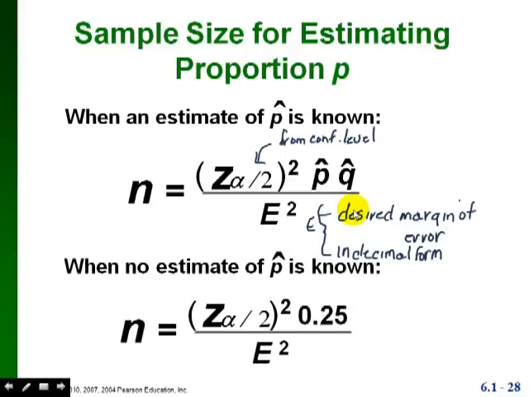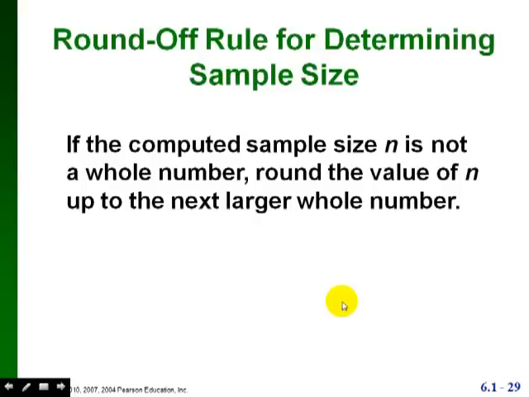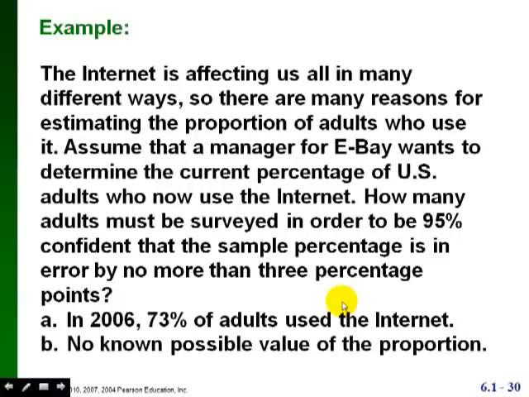Now, if we don't have any idea of what the sample proportion might be, then this is our kind of worst case scenario formula. If we don't have an idea, then we assume the worst case, which would be that our sample proportion is 0.5. And if you put that in here, you get a 0.25 here instead of the p hat and the q hat. So this one works the same way, just that we use the 0.25 here. And we're always going to round our sample size up to the next larger whole number.